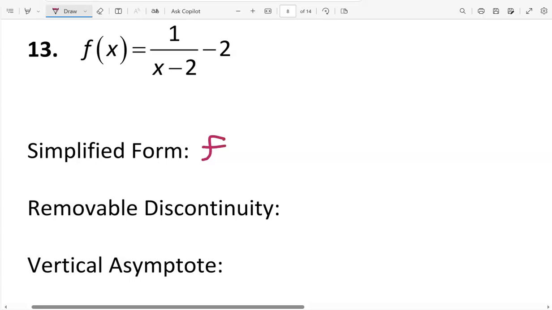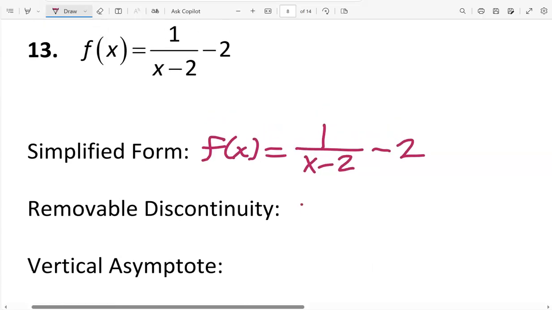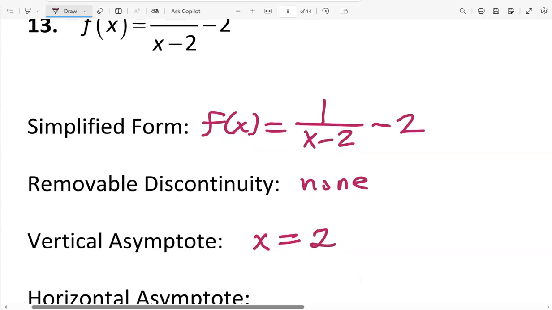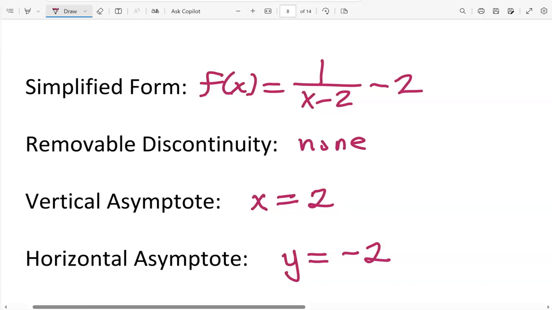Number 13 has no common factors to reduce, so we already have the simplified form f of x equals 1 over x minus 2 minus 2. We have no removable discontinuity since I did not factor and cancel any common factors with the denominator. So our vertical asymptote is the value of x at which the denominator in the simplified form is equal to 0, so that's x equals 2. Horizontal asymptote, that vertical translation, so y is equal to negative 2.